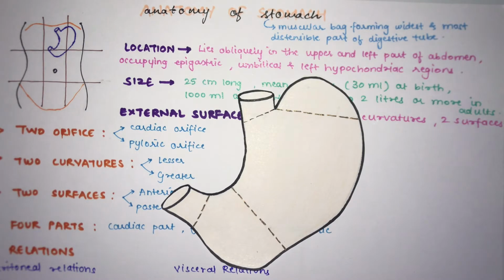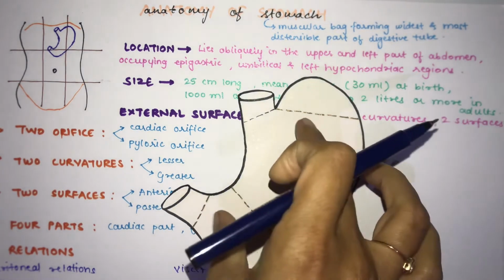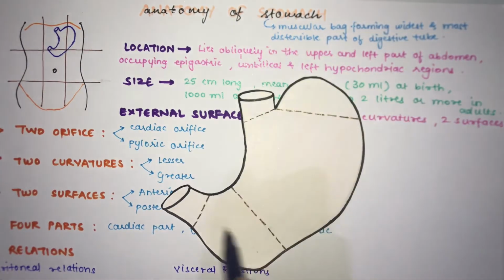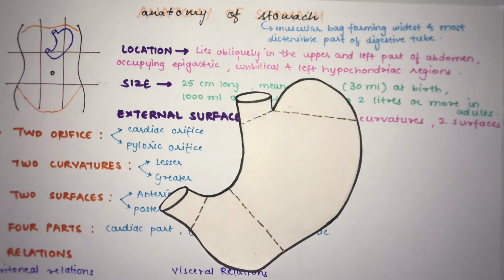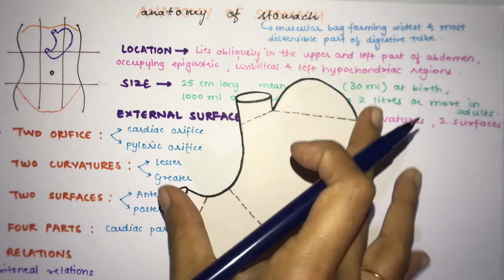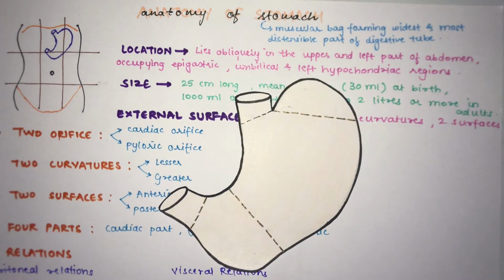So now what is the stomach? The stomach is a muscular bag, forming the widest and the most distensible part of your digestive tube. So this is your stomach. It is a J-shaped muscular bag, the widest part, and it gets mostly distended. The stomach is connected above to the lower end of your esophagus.